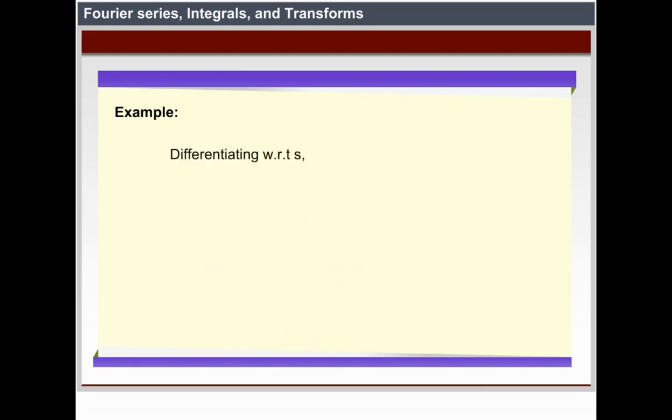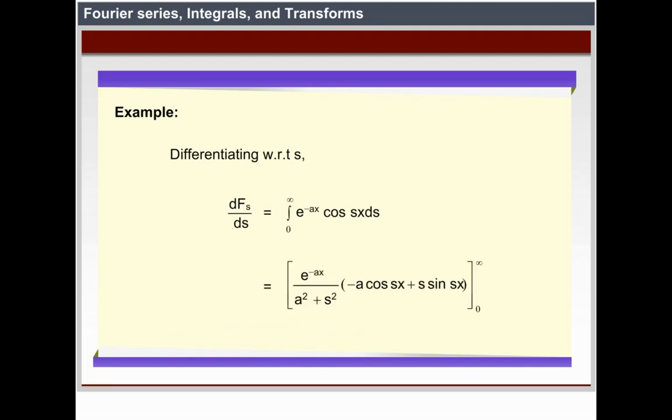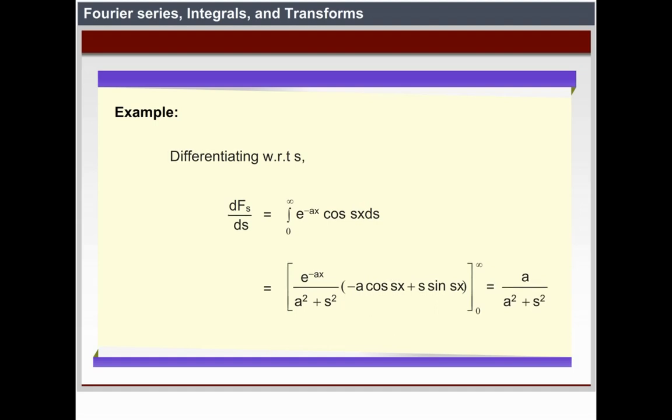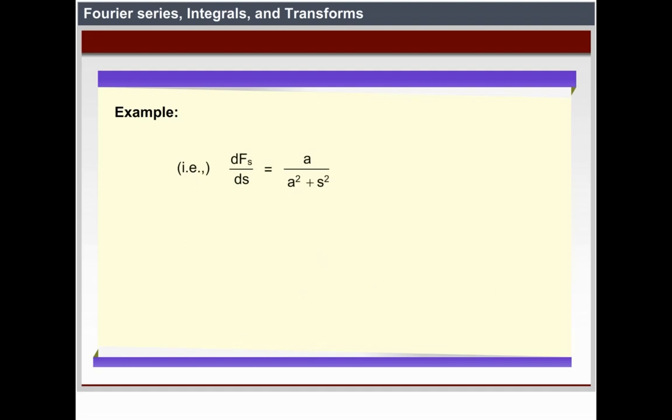Differentiating with respect to s, d capital Fs by ds, that means differentiation, equal to integral 0 to infinity e power minus ax into cos sx into dx, equal to e power minus ax divided by a square plus s square into minus a cos sx plus s sin sx, with the limit 0 to infinity, equal to a by a square plus s square. After applying the limits, we get this formula, that is d capital Fs by ds equal to a divided by a square plus s square.